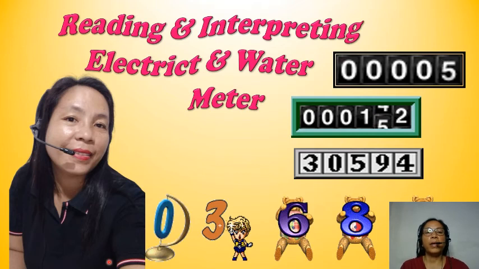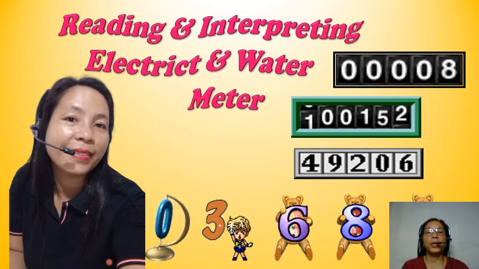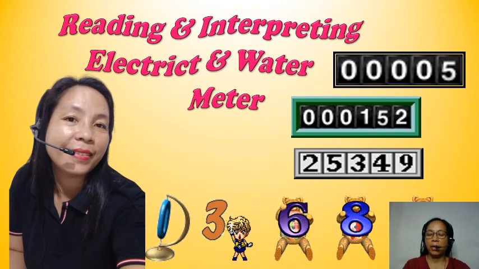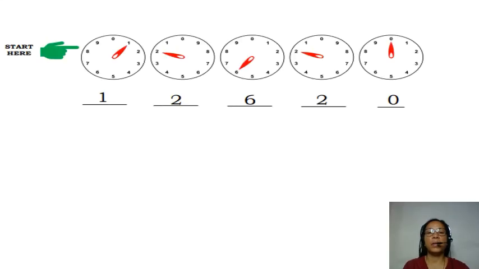Alright, so we have here how to read and interpret electric and water meter natin. Okay, so let's have an example. We have here an example of dials. So take note, in reading electricity or water consumption, let's begin reading from the right dial going to the left, okay? Magsimula tayo sa kanan papunta sa kaliwa, okay?